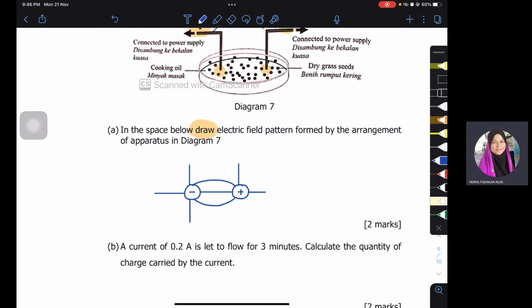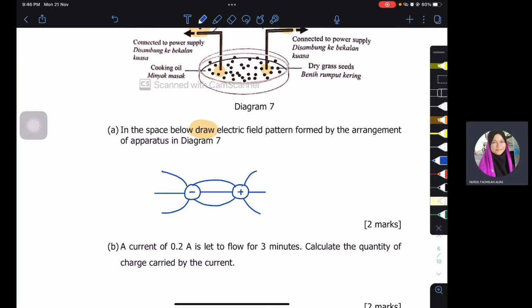Tunjuk sikit yang lain-lain tu. Okay, tapi sebabkan dia bersebelahan, so dia tak adalah yang straight kat situ kan. Dia akan jadi curve macam ni. So yang ni dia akan curve. Ni curve. Ni pun curve.